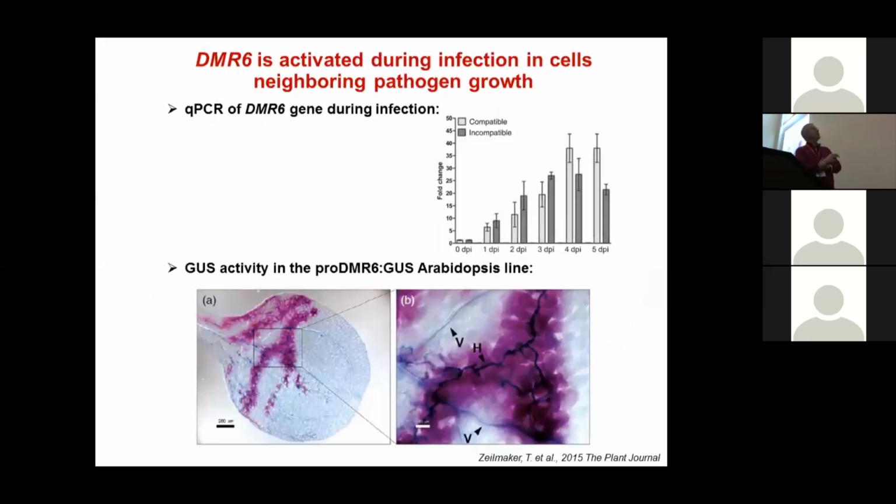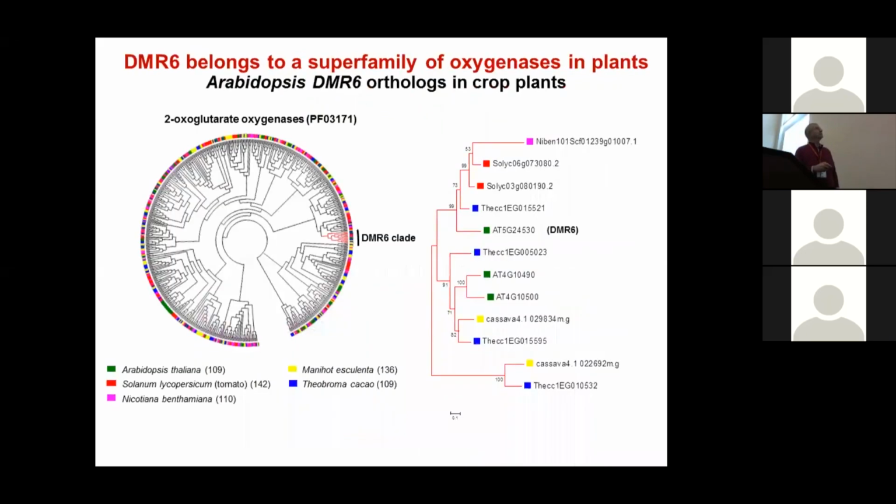It's interesting that DMR6 is activated only during pathogen infection, in cells neighboring pathogen growth. In this case, they have the DMR6 promoter driving GUS activity, and you only see activity around invading pathogens. So this may be why you don't see these off-types.